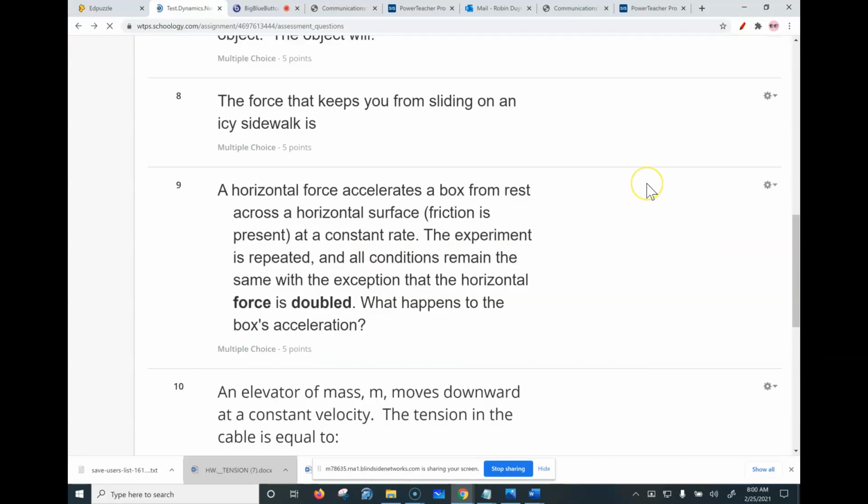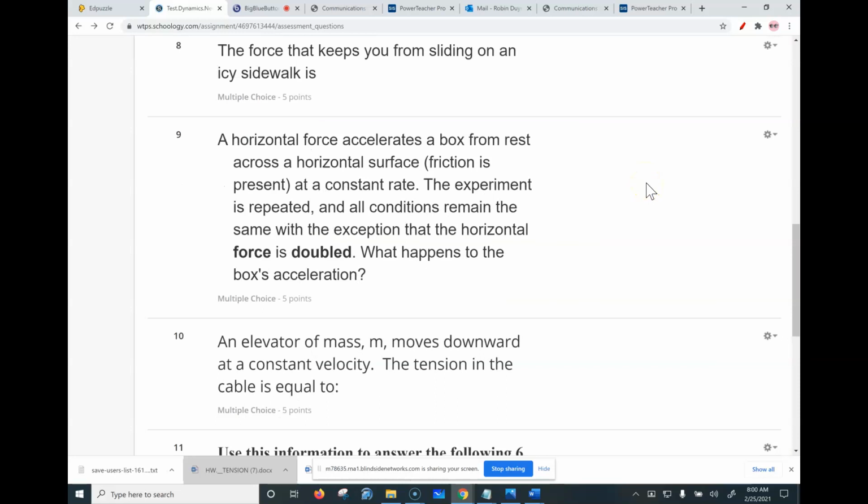All right, let's see. Oh, this one was good. This has a whole bunch of info. So you have a horizontal force that accelerates a box from rest across a horizontal surface. It does have friction, and it's at a constant rate. So we have this force acting on it. You do the experiment again.